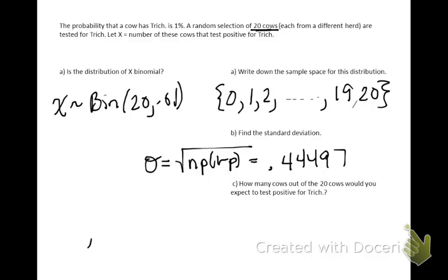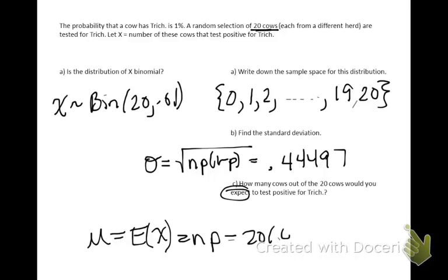How many cows out of the 20 would you expect to test positive for trich? This is going to be the average. Another symbol for average is expected value of x. So oftentimes when you see the word expect, you should think average. And the formula for average is n times p. This would be 20 times 0.01, or 0.2.